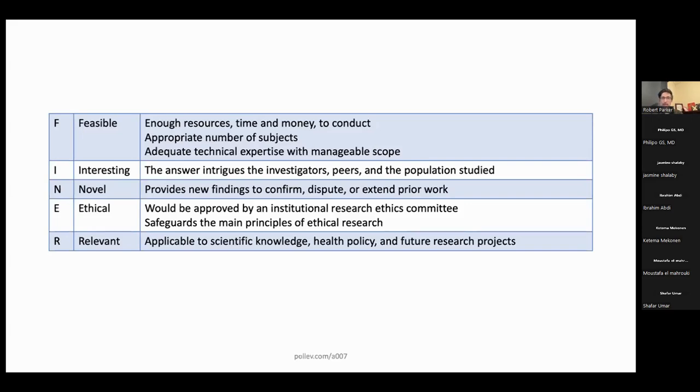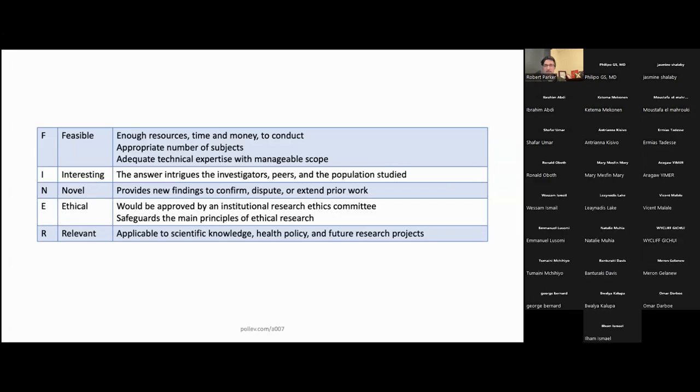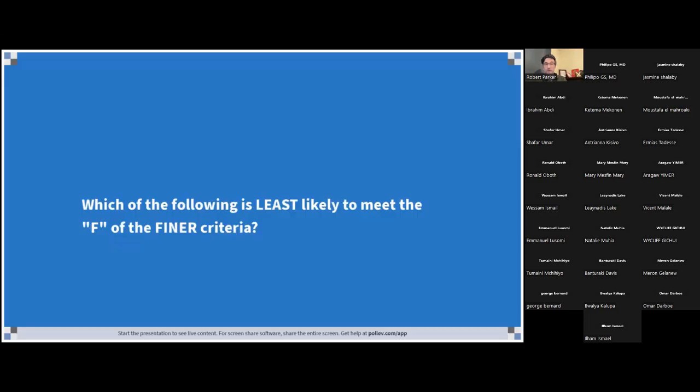Ethical, again, it needs to be approved by an institutional research ethics committee to safeguard the main principles of ethical research. Relevant, is it applicable to scientific knowledge, health policy, and future research projects? Is your study going to drive science forward? Is it relevant? Good, all right, we're going to try to do a few of these.